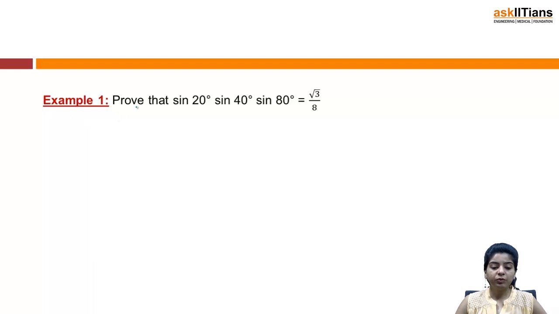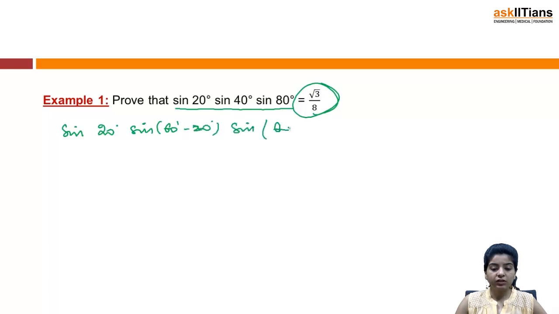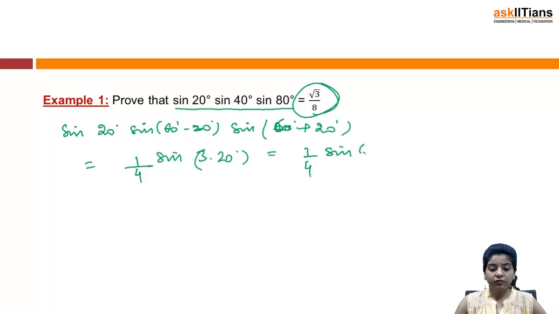The first example that we have is proof that sin 20 sin 40 sin 80 is root 3 by 8. So, okay, I will tell you the easiest way. We have sin 20, then sin 40 is sin(60 minus 20), and sin 80 is also sin(60 plus 20), right? And if you remember, just now we have discussed the formula sin a sin(60 minus a) sin(60 plus a) is equal to 1 by 4 sin 3a. So this becomes 1 by 4 sin 3a. A is here 20 degree, so we have 1 by 4 sine of 60 degree, which is equal to root 3 by 8. So see, in single step we have got the solution.